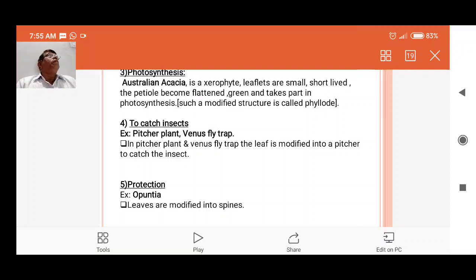Next, modification of leaves for protection, what we call defense. Example, Opuntia, what we call cacti.